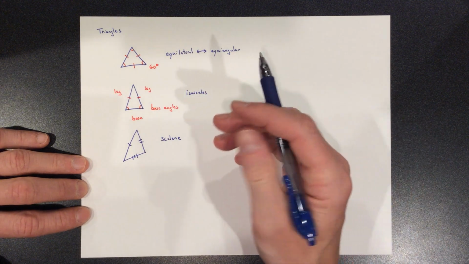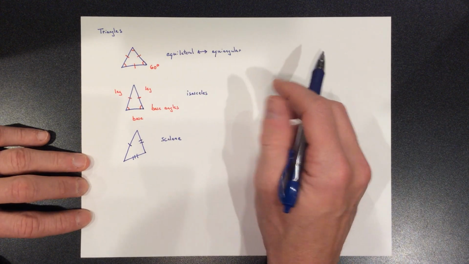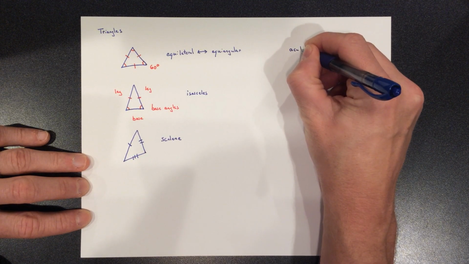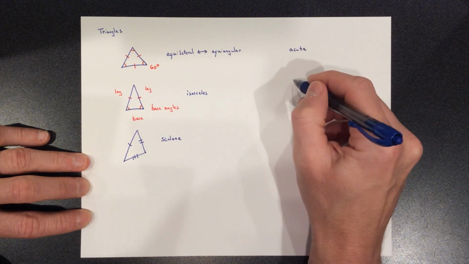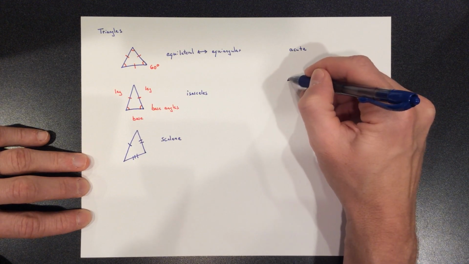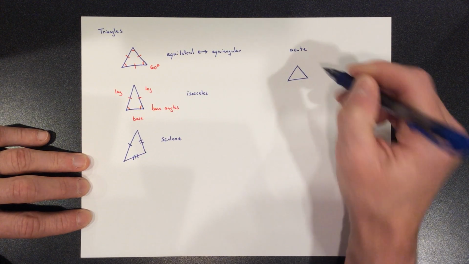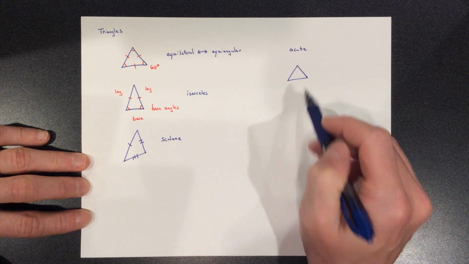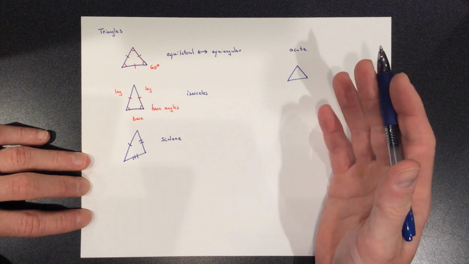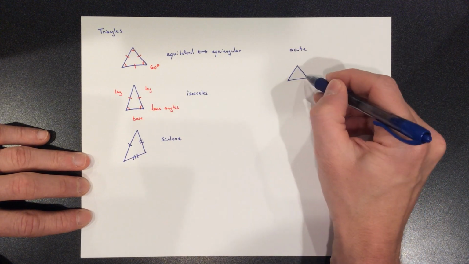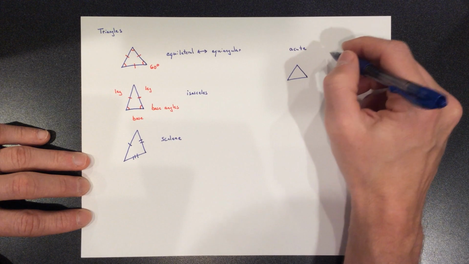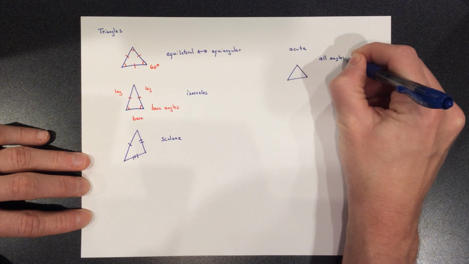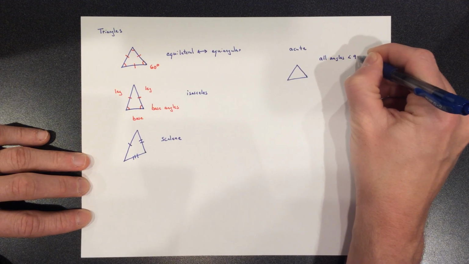Okay, what if I wanted to classify a triangle by its angles? Well, then we have different words. We can have acute. An acute one is such that all the angles are less than 90 degrees. I don't know if that's equilateral. I don't know if it's isosceles. I don't know if it's scalene. It doesn't matter. What I'm saying is that all of the angles are less than 90. All angles are each individually less than 90 degrees.